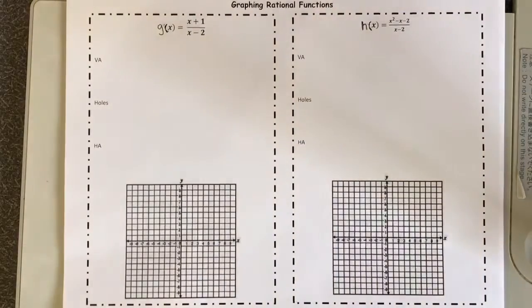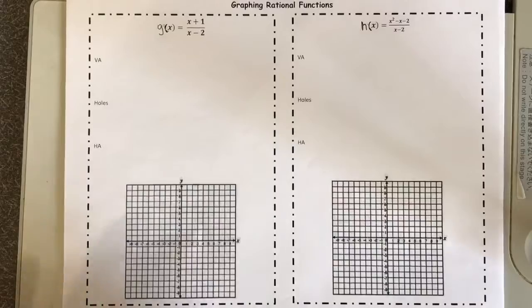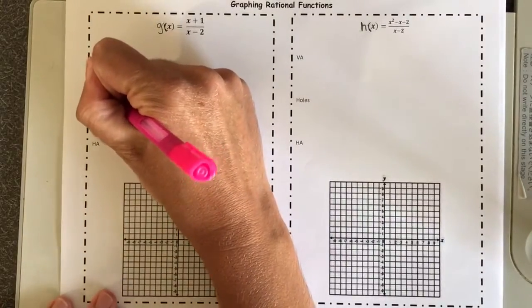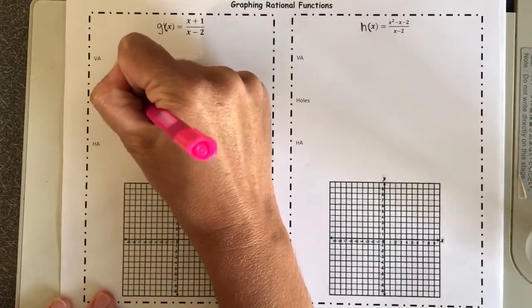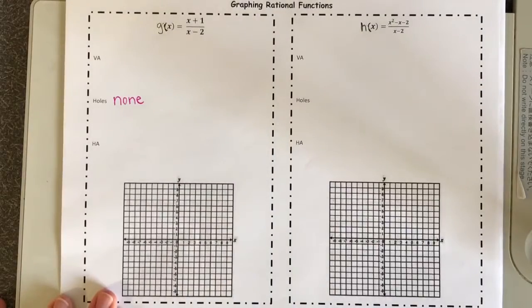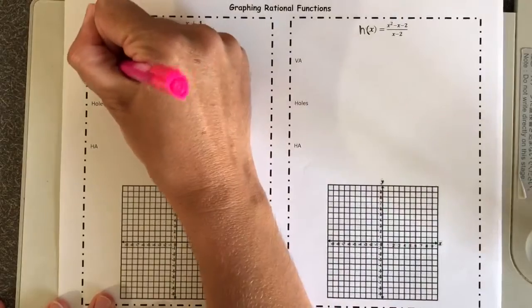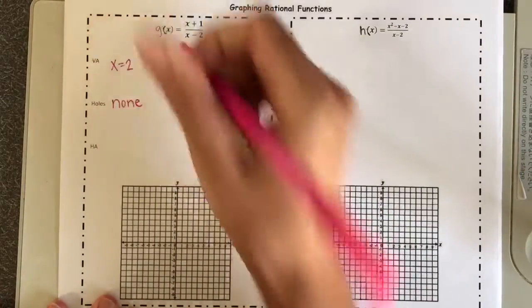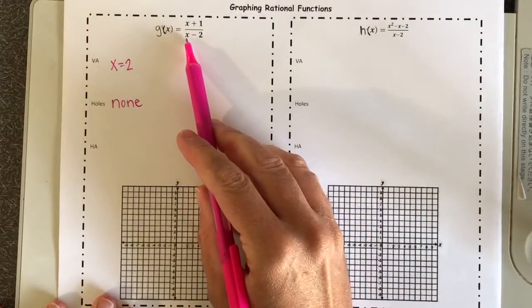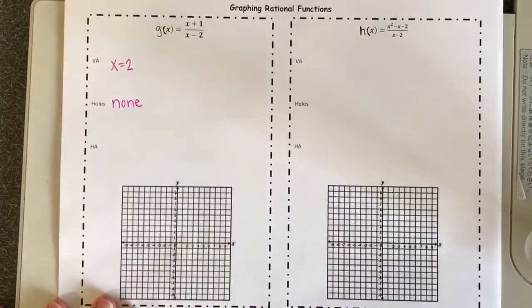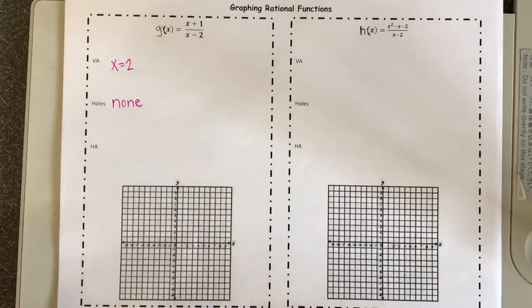So in this function, there are no factors that cancel out. So because that's the case, then I actually am not going to have any holes. But I do have a vertical asymptote. I have a vertical asymptote located at x is equal to 2. If I plug 2 into that factor, 2 take away 2 is 0, and I am not allowed to divide by 0. So I have a vertical asymptote at 2. So I'm going to go ahead and draw that. I'm going to draw this vertical line located at x is equal to 2.